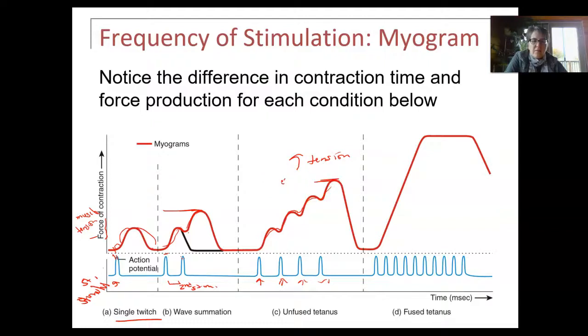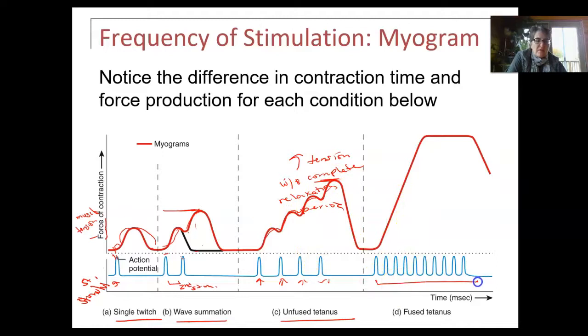Without a complete relaxation period, that is known as this unfused tetanus. So wave summation, I deliver a second before the first response is fully in relaxation. I generate more force. If I rapidly do them, I get a little relaxation, and that's this unfused tetanus.